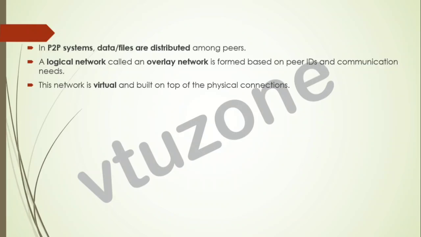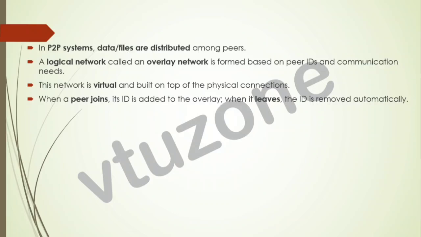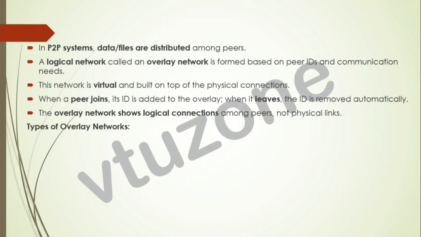Then this network is virtual and built on top of the physical connections. That is, the overlay network is virtual and works using the real internet connections underneath it. The next is, say when a computer joins the network, its name or ID is added to the list. When it leaves, its name is automatically removed without disturbing others. Then the overlay network shows logical connections among peers, not physical links. Yes, the overlay network only shows who is connected to whom logically, not how computers are actually connected in the real world.